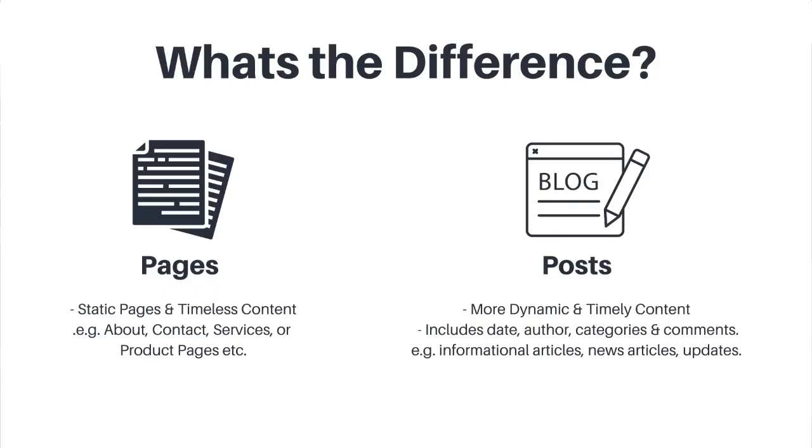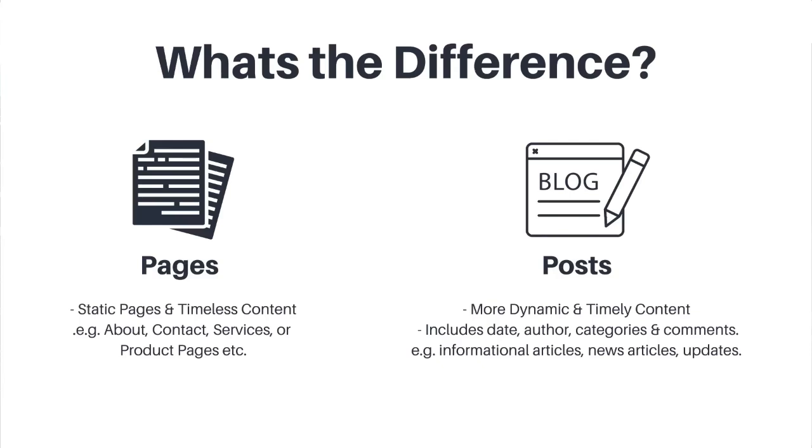So the main difference between pages and posts is that your pages are generally static and timeless content. For example, your about pages, your contact pages, you might have different service pages and different product pages. So this content doesn't really change too much over time, and you might update it once in a while. Perhaps you might update your service, you might include certain different things, and you might update it once a year. Okay. But then you have blog posts.